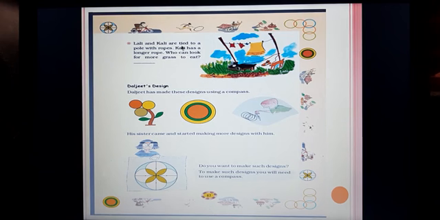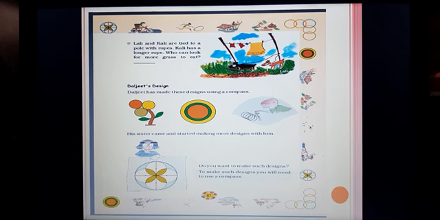Lali and Kali are tied to a pole with ropes. Kali has a longer rope, so she can look for more grass to eat. You can see here the two goats are tied to this wooden support, because they should not go from this place to anywhere. So they kept them there as a safety measure and tied them. They should not go from their places.